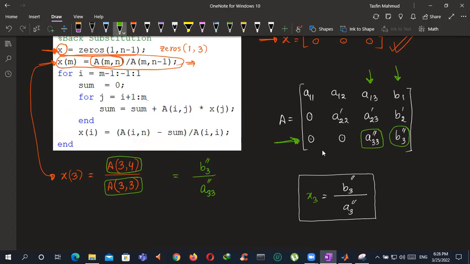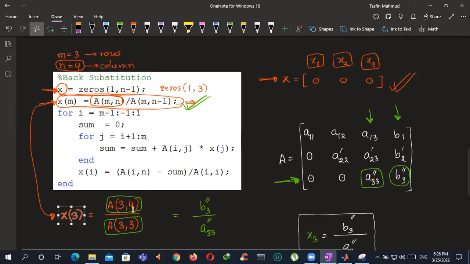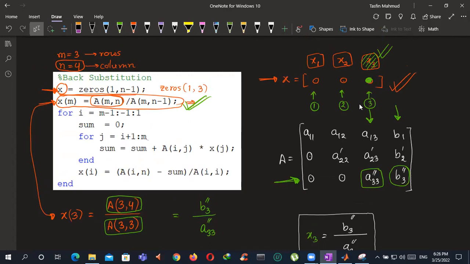So the value of x3 has been calculated by this line. We have calculated the last variable x3, and we are placing it in the third position of the x vector. This is the first position, index 1, this is the second position, and this is the third position. We are updating the 0 value with B3 double prime divided by A33 double prime. Now we will move on to the calculation of x2 and x1.